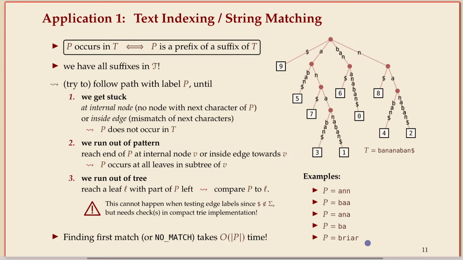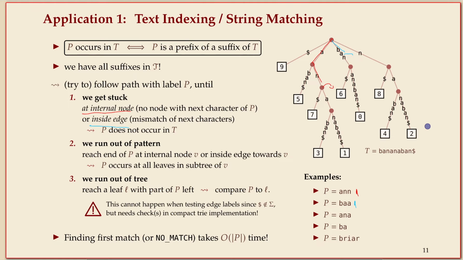OK, so I'll go for the middle and go through all of them, but quickly. Let's do this one. So ANN, bloop, I fall out of the tree. So that's a case of we get stuck at an internal node. OK, doesn't occur. Let's see if I run out of colors. BAA. So BA, and then bloop, I fall out of the edge inside the edge. So that's this case. Doesn't occur, right? I would have had to match the N.